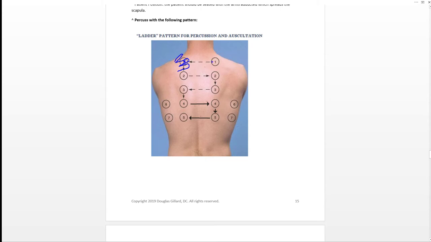And then you'll go over here and you'll do the same thing. You're going to use the same hand. You're not going to switch hands. So use the same hand. Check this one, check that one. Is it a resonant percussion note? Check this and that. Don't hit the scapula, it'll be dull. Check this compared to that. This compared to that. This compared to that. And then do the costophrenic angles to make sure they have a nice resonant sound. Got it?